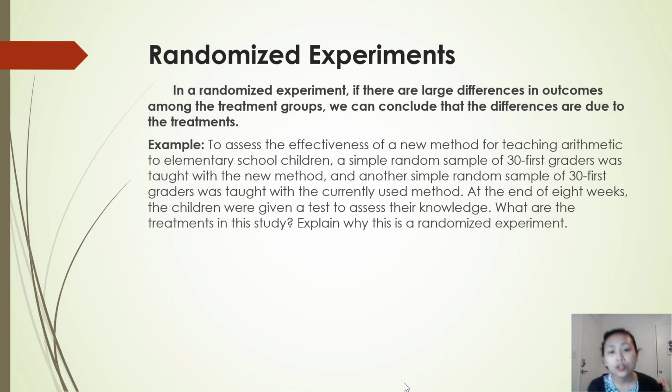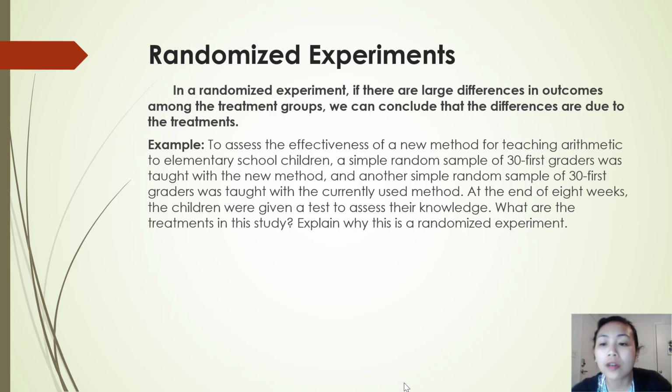For example, to assess the effectiveness of a new method for teaching arithmetic to elementary school children, a simple random sample of 31 first graders was taught with the new method, and another simple random sample of 31 first graders was taught with the currently used method. At the end of 8 weeks, the children were given a test to assess their knowledge. What are the treatments in this study? Explain why this is a randomized experiment.